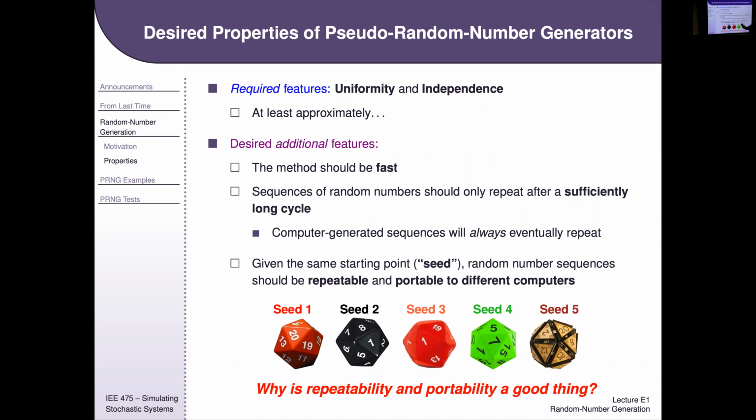Now, I also want this to be portable. So if I give my Mac computer a seed of 1, it'll generate the same string of numbers as this Windows machine given a seed of 1. If I give a Linux machine a seed of 1, they'll all generate the same string. It's like we all agree that a seed of 1 is exactly this red 20-sided die. Why do you think it's important for us to have repeatability and portability? Any thoughts on that? This is one of the things that makes our experiments with computer simulations different from experiments in the real world.